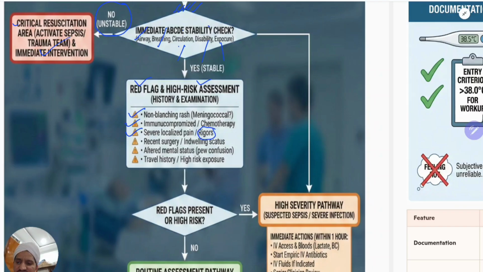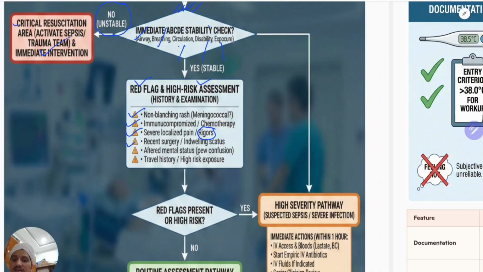What is rigor? Rigor is severe skeletal muscle contraction typically described as shattering of teeth. The patient will be chattering his teeth, and you can hear the teeth shattering. Remember the word teeth shattering is a feature of rigors. If the patient has rigors, probably he is having sepsis. So that's why inpatient treatment is required.